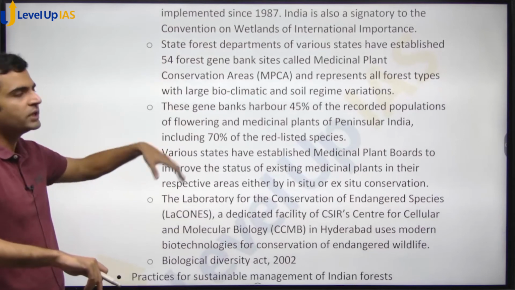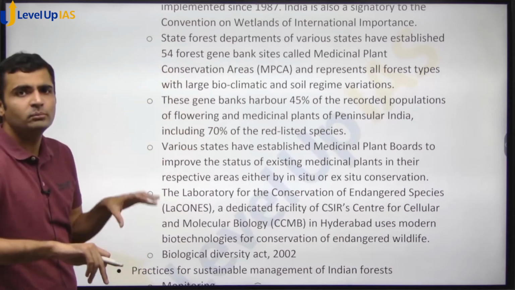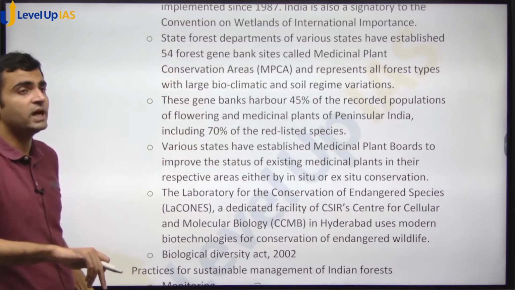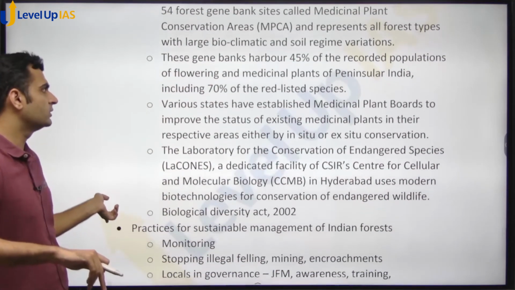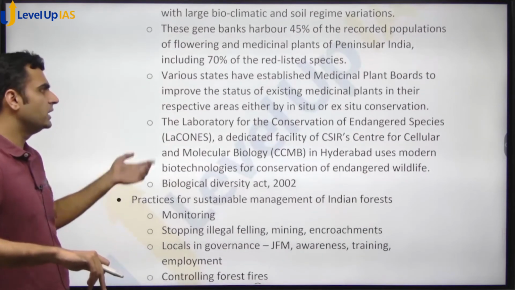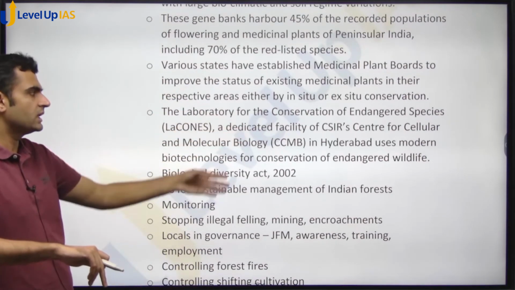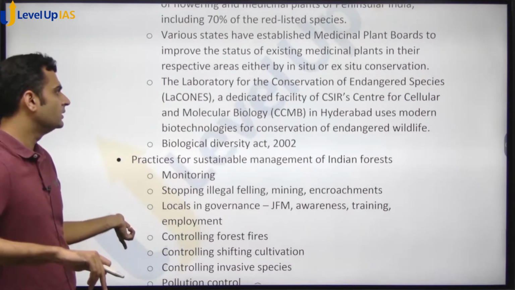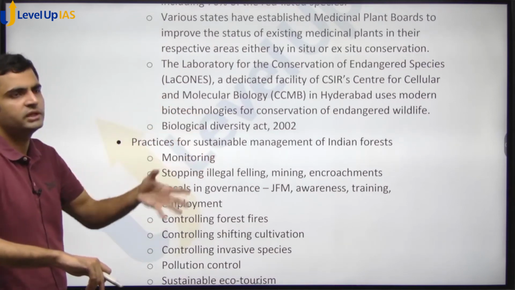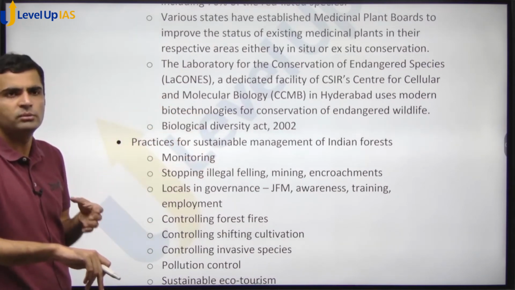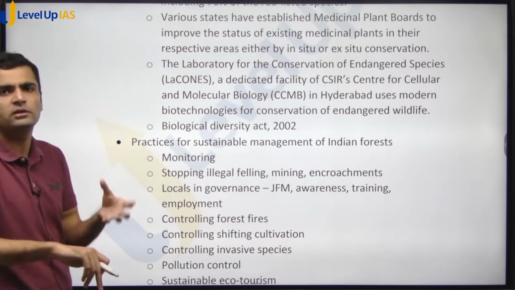This data I have picked up from the internet, but this is what the answer demands. If you don't know the data, at least know the plans and programs, and you can mention organizations and acts at least. Gene banks harbor 45% of the recorded population. So this all is okay. Medicinal plants boards are there. Then LaCONES was the recent dedicated facility of CSIR for cellular and molecular biology for conservation of endangered wildlife, which will include forest genetic resources, of course. Then the Biological Diversity Act: there will be biodiversity boards, then local boards which will record all the biodiversity in the local area, at district level, and at the state and national level as well.